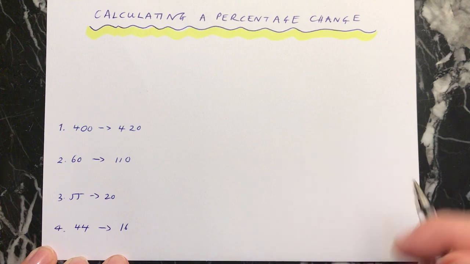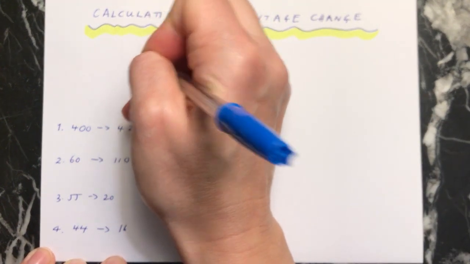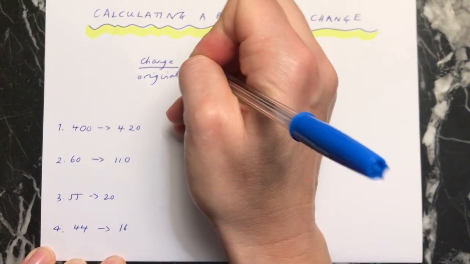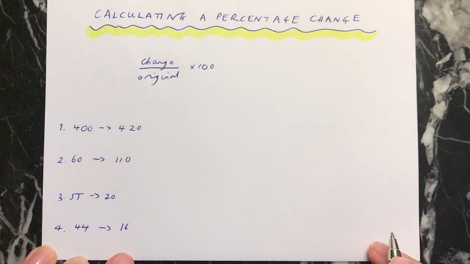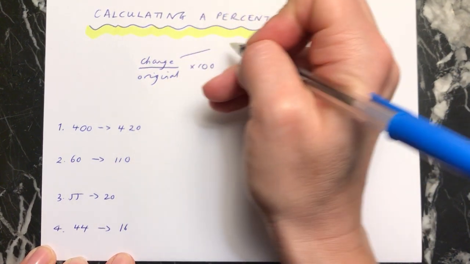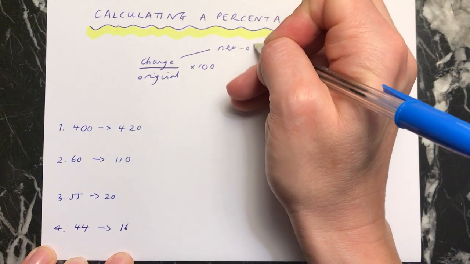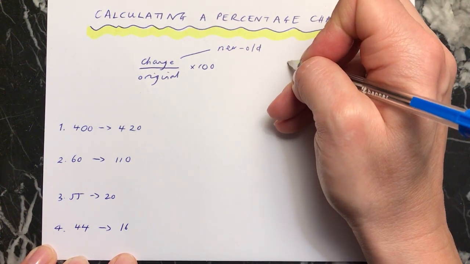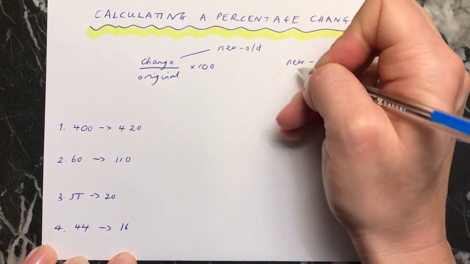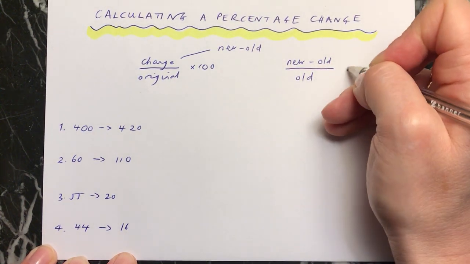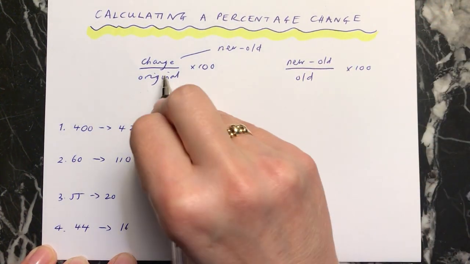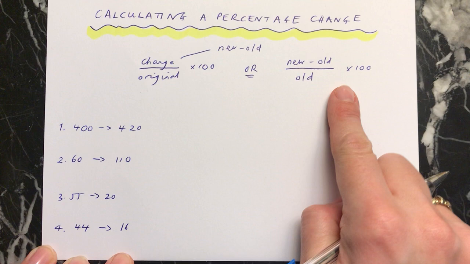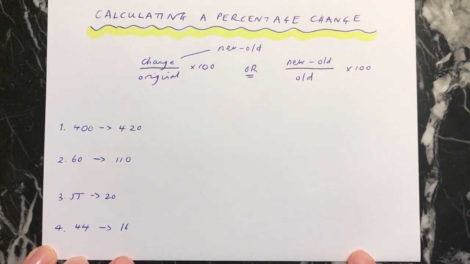The very simple way of doing this is to work out your change divided by your original figure and to multiply it by 100. That will give you a percentage change. A way of working out the change is to do the new number take away the old number. So another way of writing this equation could be new number minus old number over the old number times 100. These are exactly the same, so you can use one or the other. But you need to remember this, memorize it, and then you'll be able to do any percentage change.